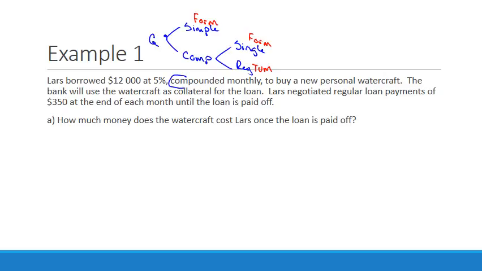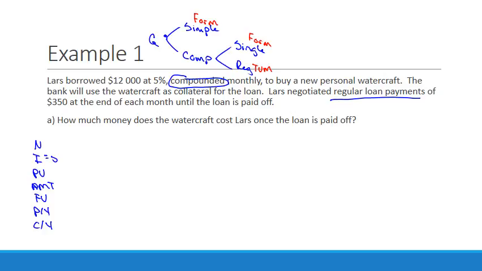Okay, so first of all, I see compound, so I know it's compound interest. So now is it a single repayment or regular payments? And right here it says regular loan payments. So I know I'm using my calculator. Now that I know I'm using my calculator, I'm just going to go ahead and write down our little variables here, or our settings. All right, I'm going to fill things in.